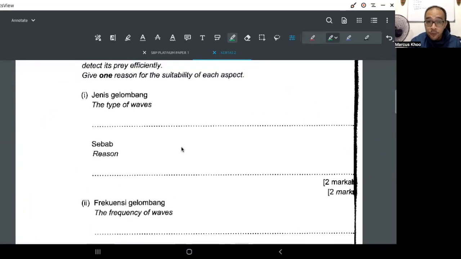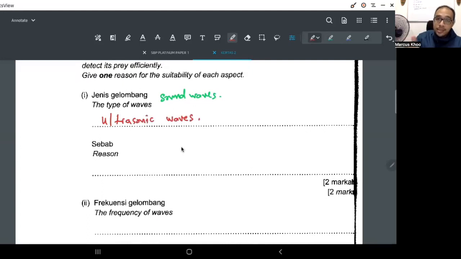Give one reason for the suitability of this aspect. So the type of waves. Most people will say sound waves, because they think about the horn and then sound waves. But this is more of a fact, you can't really use logic out of this. The answer will actually be ultrasonic waves.